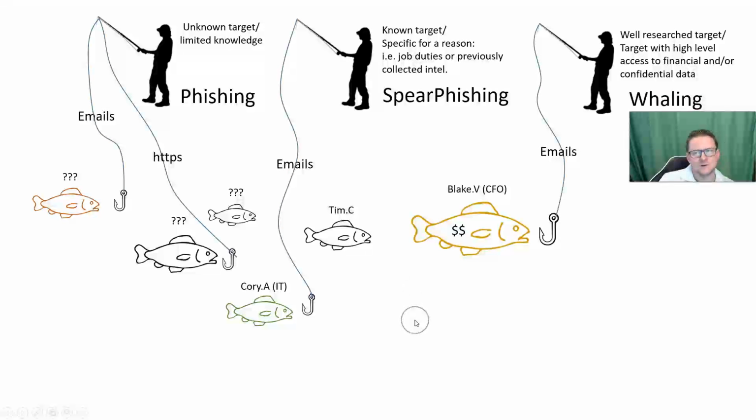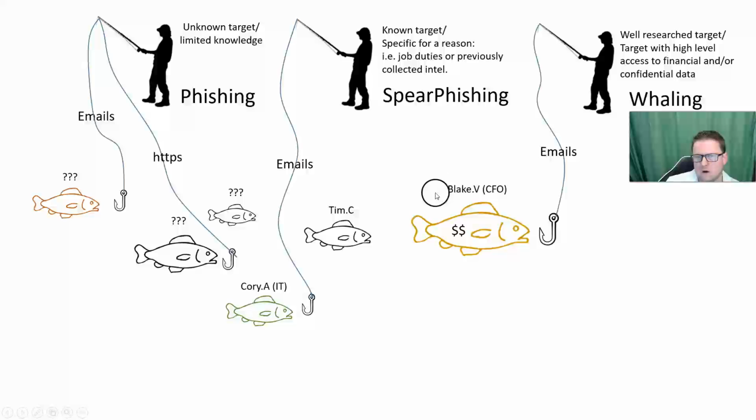Whaling. Now this is the big one. This is when the target is well researched. So the attacker is going to know a lot about the fish they're going after in this case. In this case, they have Blake V. He's a CFO. And this is typical with whaling. You're going to have people that have connections to the financial systems of a company, or people that have access to secret or top secret information that's sensitive to the company.